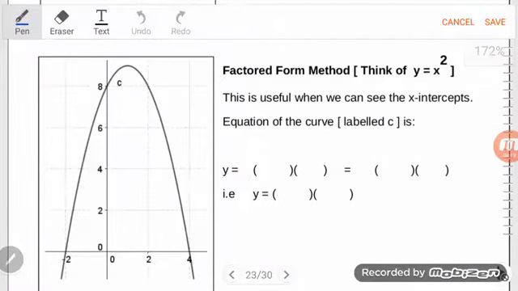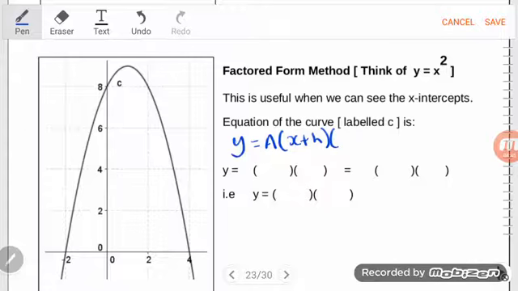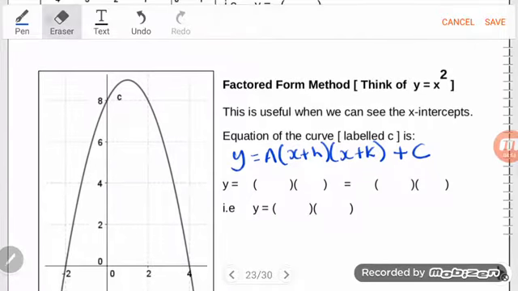Now this one is going to be basically the reverse steps of how we did speed sketching using the intercept method. So remember how we were given an equation that looked something like this. We've got y equals a bracket x plus something, so we'll say h, bracket x plus something else, k. We don't even need the plus c, sorry.